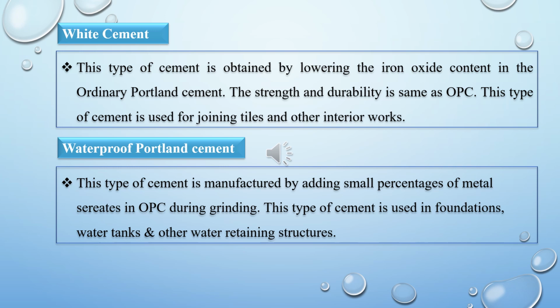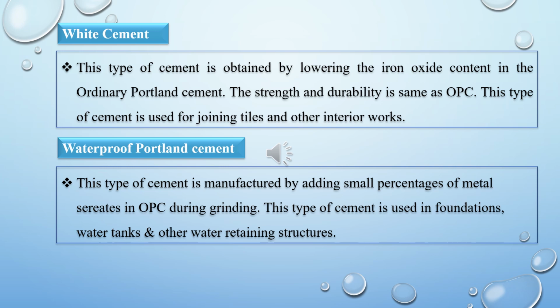White cement can be produced by decreasing the iron oxide content in the OPC. When you decrease the iron oxide content in OPC, it results in the formation of white cement. This cement has the same strength and durability as the OPC, and this type of cement is used for joining tiles and interior works.